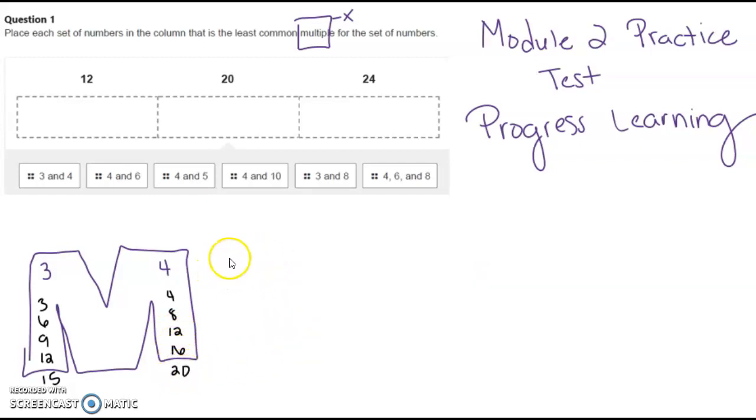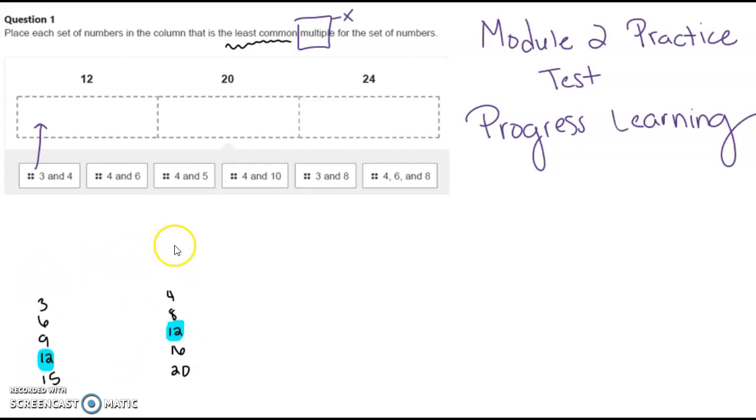We found our multiples, but it's not just any multiple. It's the least common one. We have to not only find the common one, but the smallest number they have in common. I can see in the list that the smallest common multiple they have is 12. So 3 and 4 would go into the 12 section. I can't drag it from the PowerPoint, but that would go into that section. Okay, so let's do 4 and 6.